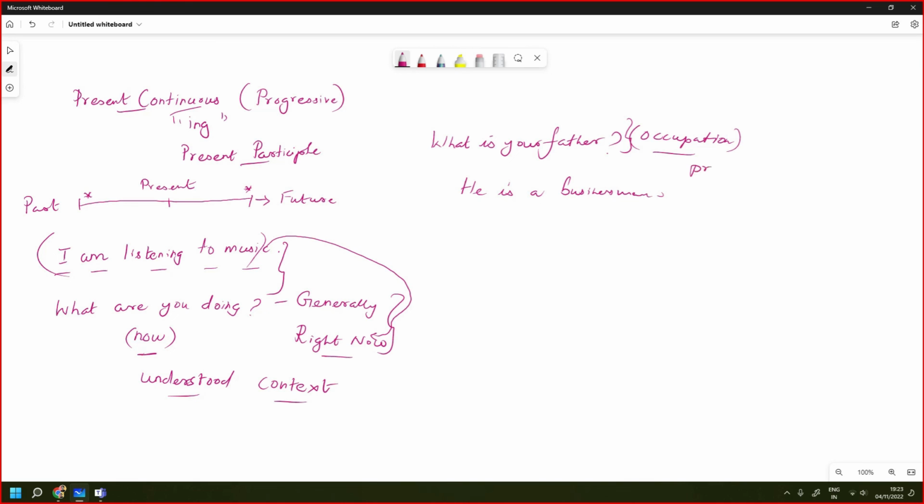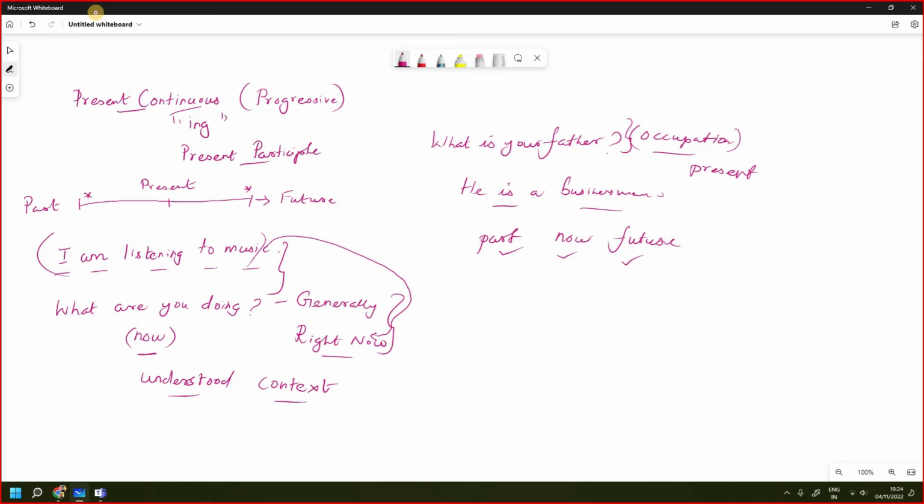So this indicates present, and I'm using an auxiliary verb. That means he is a businessman. He is now a businessman. He in the past was a businessman, and in the future also he will be a businessman. All the three are the same. Is it clear here? This is one thing that you have to understand.